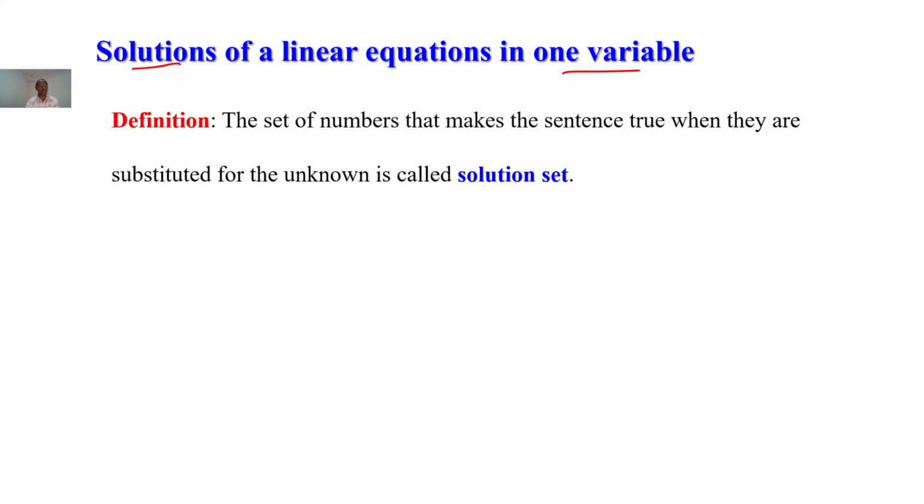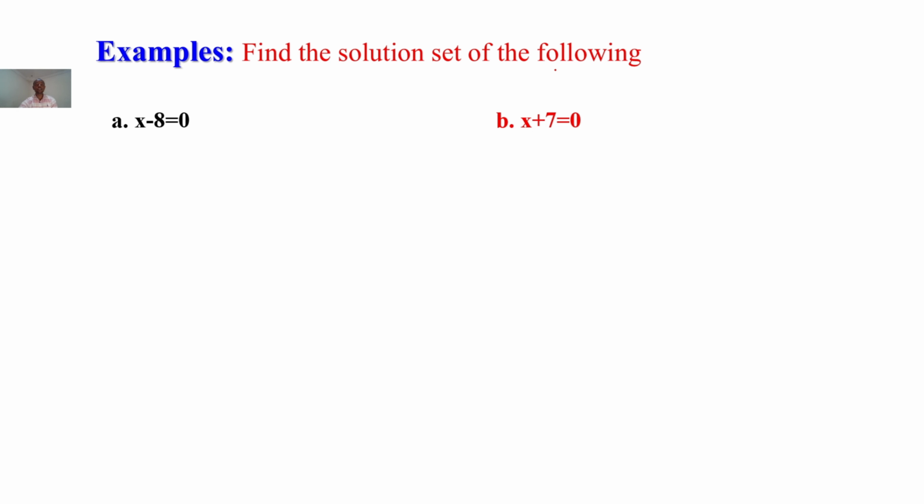Let us consider our today's lesson. The set of numbers that make the sentence true when they are substituted for the unknown is called a solution set. This is a solution as well as a set. Let us consider different examples on this. Find the solution set of the following.